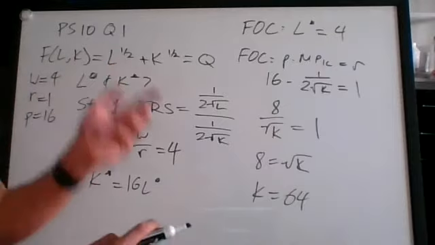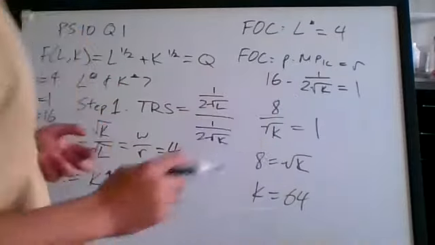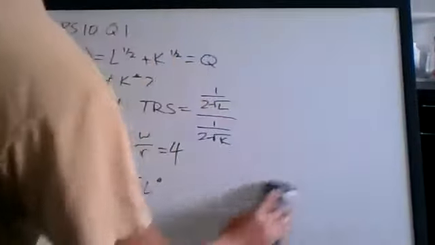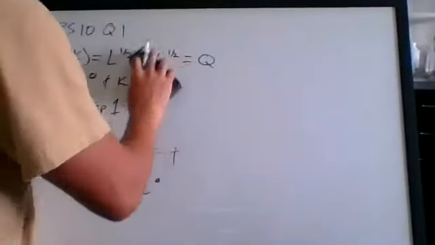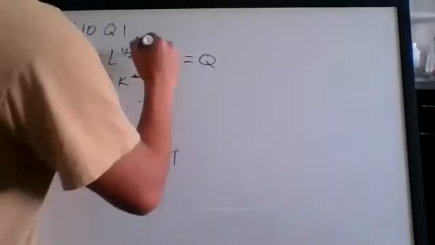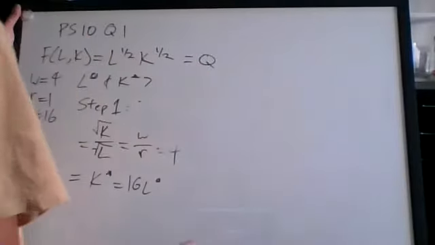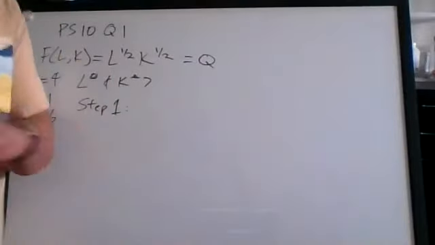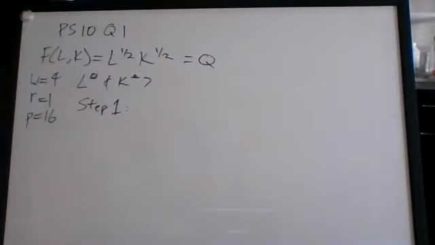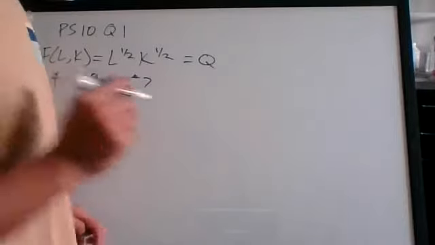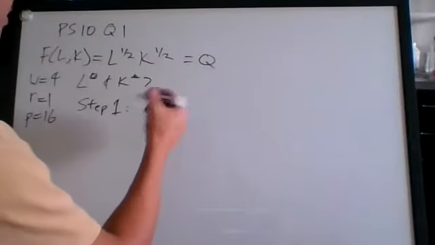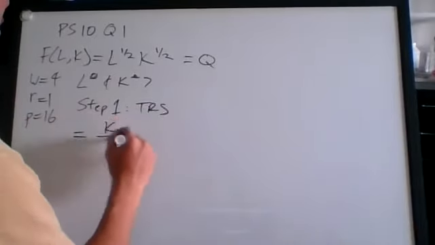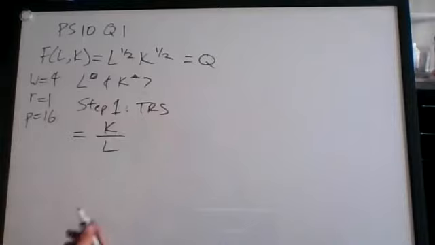It's a lot easier to show with a Cobb-Douglas equation, right? And actually, let's go ahead and do that just because we do have some time. Let's show this is L to the 1/2, K to the 1/2, right? And so it'll probably be a little bit more evident as to why we need to do something like this. So we have that TRS, this is just going to be K over L, just straight up.